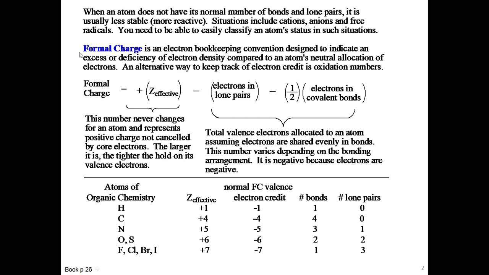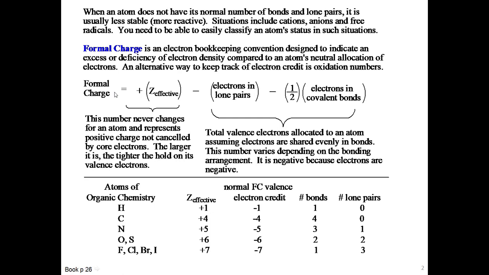In organic and biochem, we generally use formal charge. You might remember in freshman chemistry using an alternative method called oxidation reduction numbers. But for us, we use formal charge. Okay, and so this will assign an atom's excess or deficiency of electron density, or if it has exactly the right amount, the neutral allocation. Okay, so it's just a bookkeeping scheme.